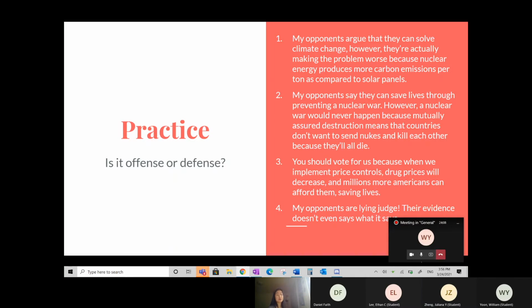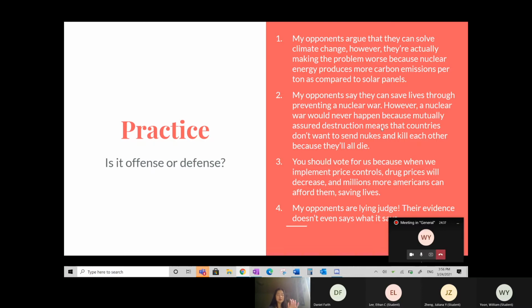Okay, so let's do the second one. My opponents say they can save lives through preventing a nuclear war. However, a nuclear war would never happen because mutually assured destruction means that countries don't want to send nukes and kill each other, because then everyone will die. Is this offense or is this defense? Defense. Okay, yeah, that's right.